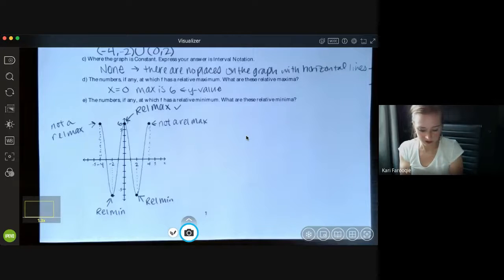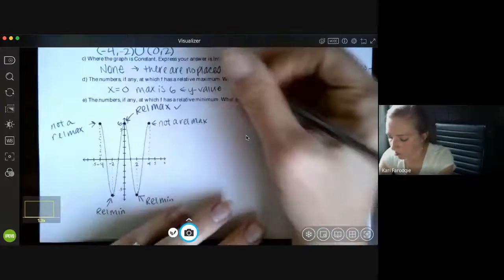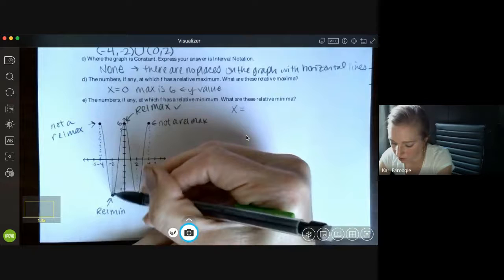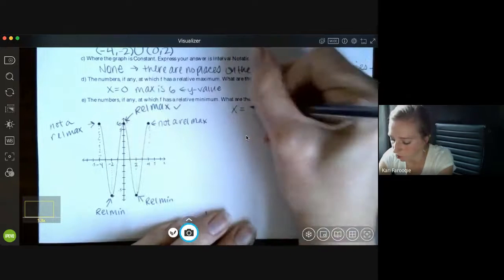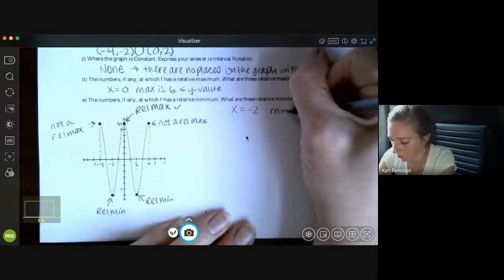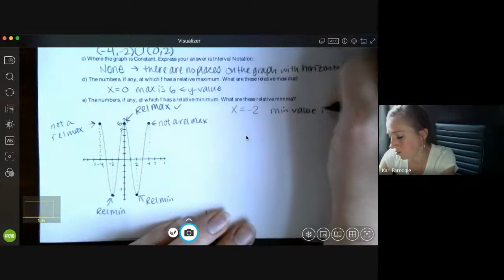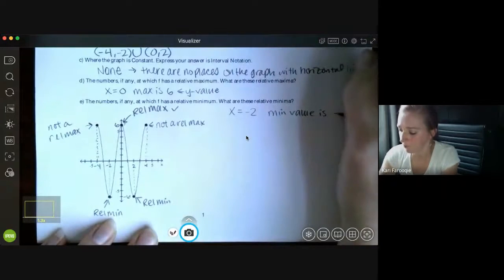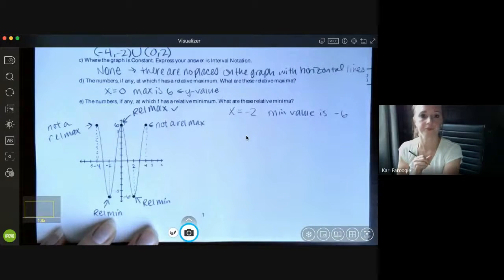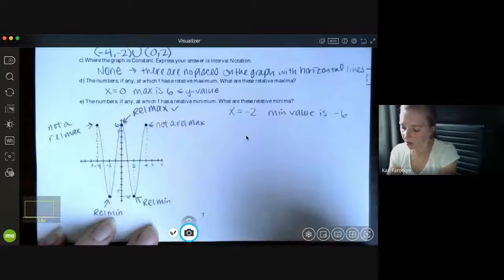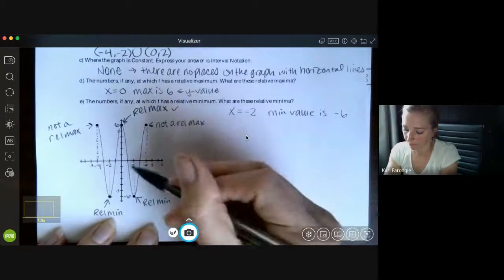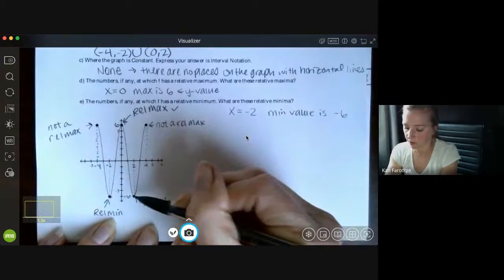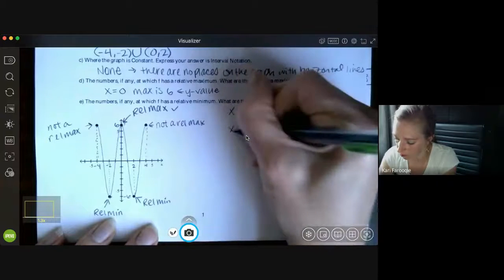So when you list this out, you can just list it out twice. You can say x equals, and then this one is at x equals -2. That's the x value at which the minimum occurs. And then the min value is all the way down to -6. And then we would also say that the graph has a relative minimum when x equals 2, because when x equals 2, y hits another valley, which is also -6.